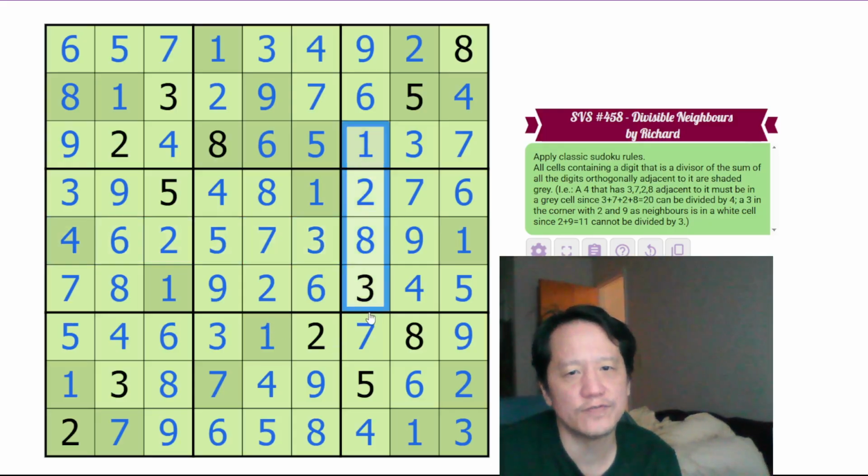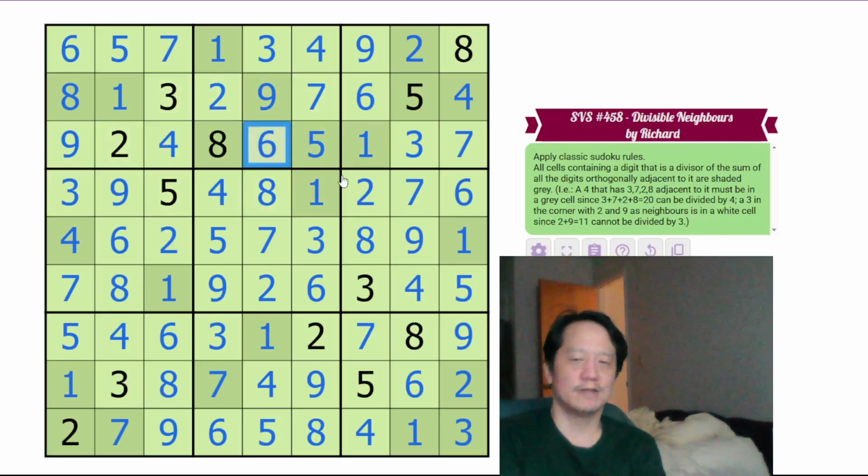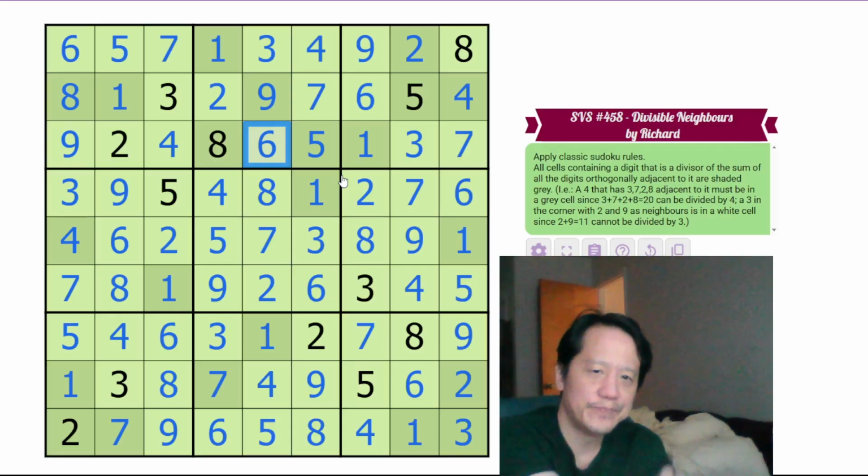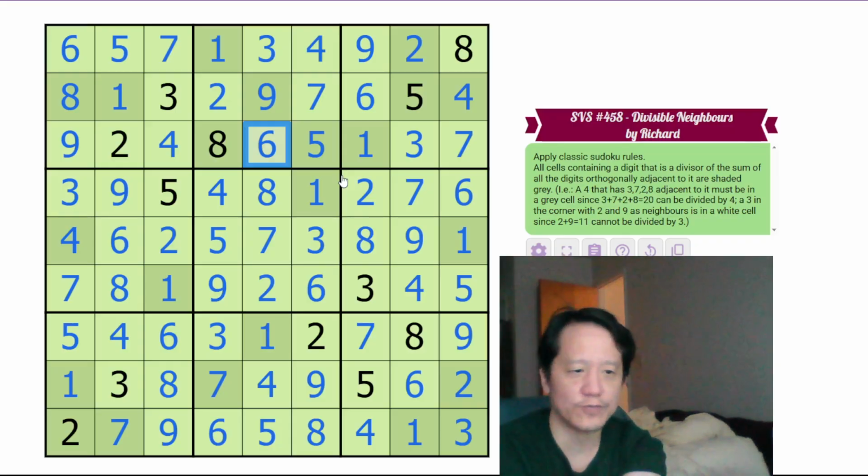Yeah, fairly straightforward about these. Lots of math. Lots of math. Yeah, just pretty straightforward. I'm not sure what else I could say about this puzzle.